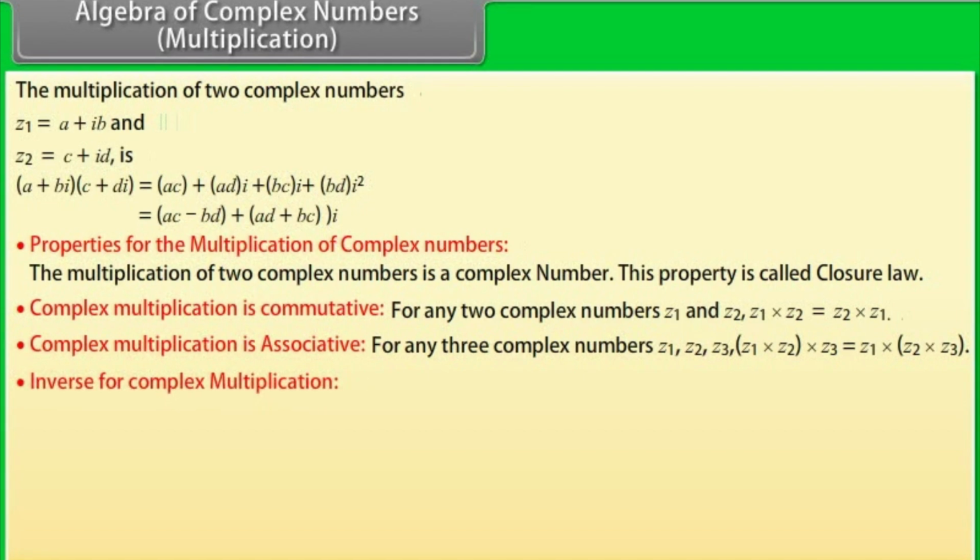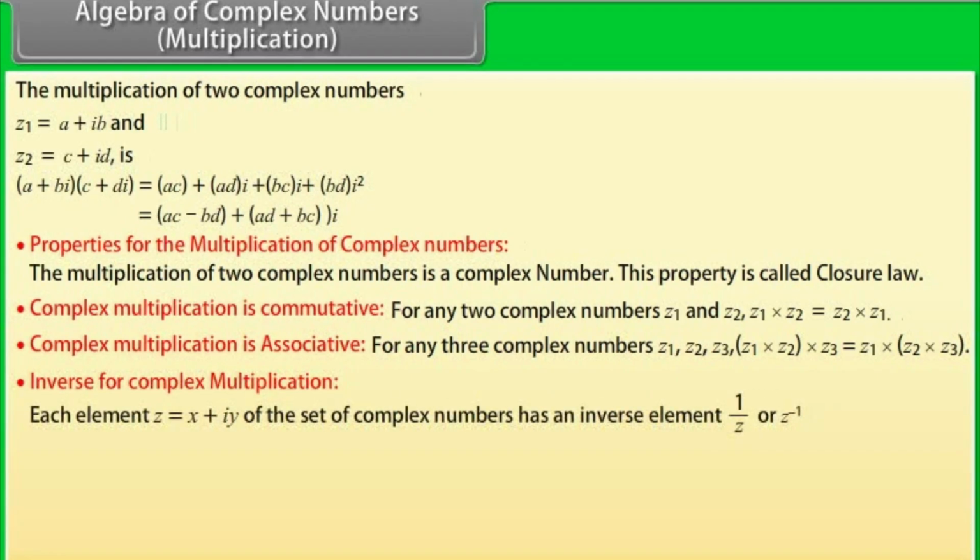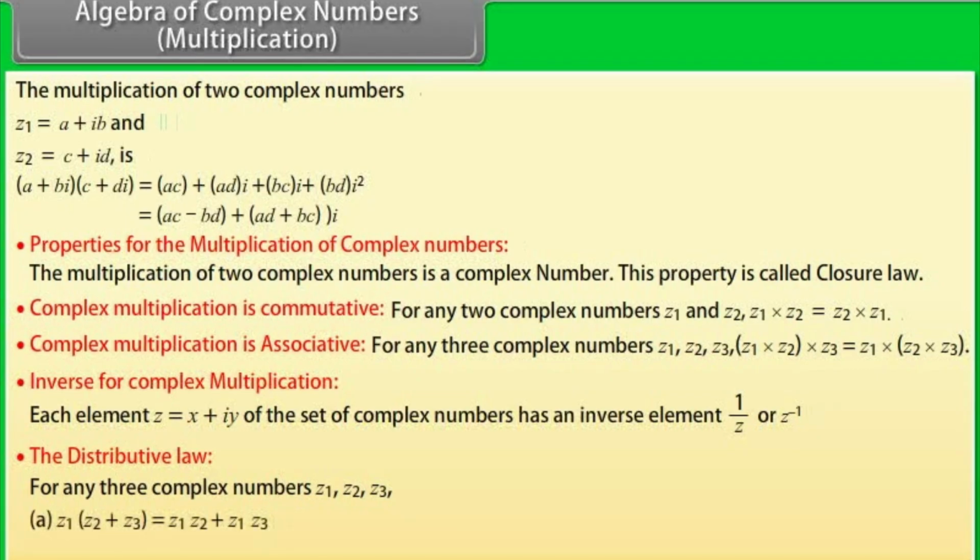Inverse for complex multiplication. Each element z equal to x plus iota y of the set of complex numbers has an inverse element, 1 by z or inverse of z. The distributive law. For any three complex numbers z1, z2, z3, z1 into z2 plus z3 is equal to z1 into z2 plus z1 into z3. z1 plus z2 into z3 is equal to z1 into z3 plus z2 into z3.